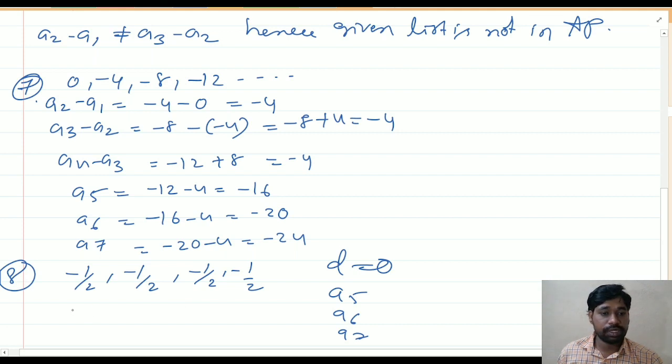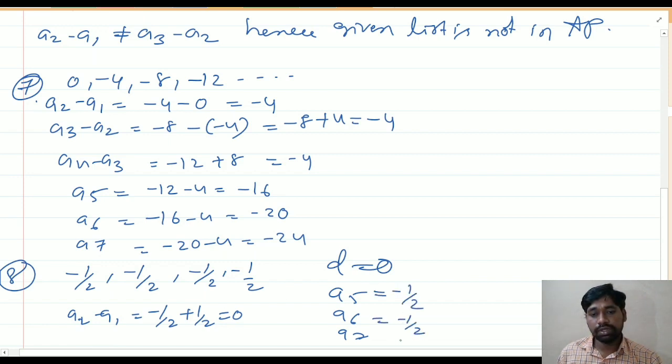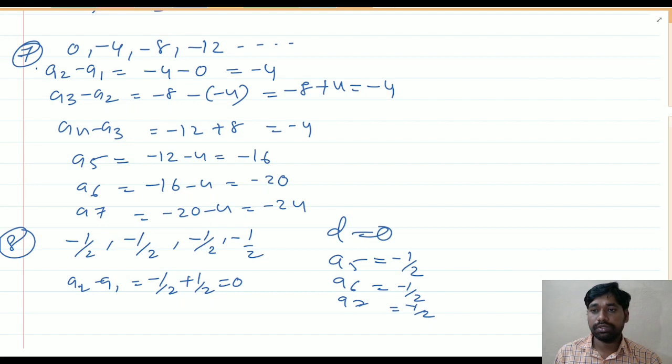Because if you do A2 minus A1, that is minus 1 by 2 plus 1 by 2, 0 will be the result. If you go through the remaining terms also, you will get 0 only. Then A5 is nothing but 1 by 2 only, this is also 1 by 2, and this is also 1 by 2. I hope you understood here, right? Next, go to the next question.